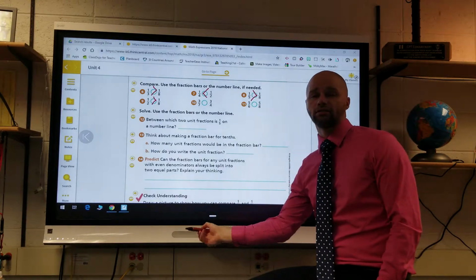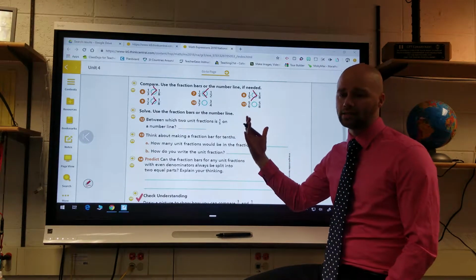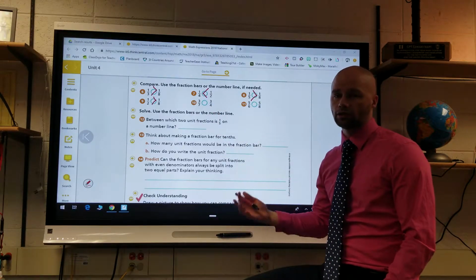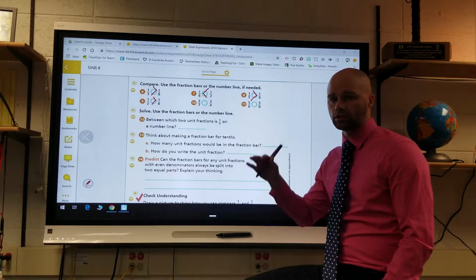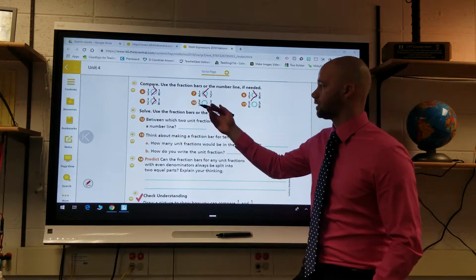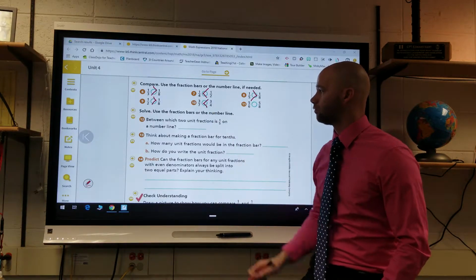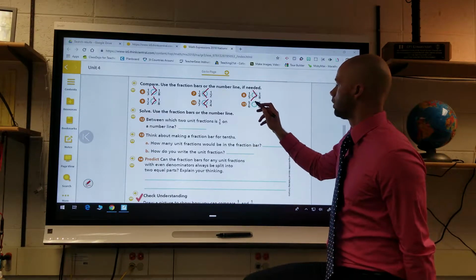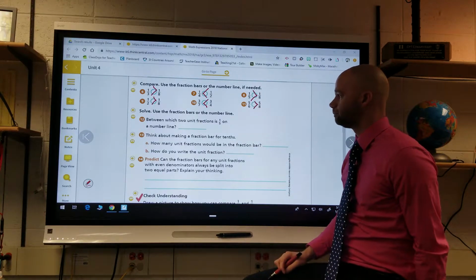So I should even say, if the numerator is the same, then we're going to look at the denominator, and whichever one is smaller is going to be the greater fraction. So in this case, 3/7 is going to be less than 3/4. 5/6 is going to be greater than 5/8.